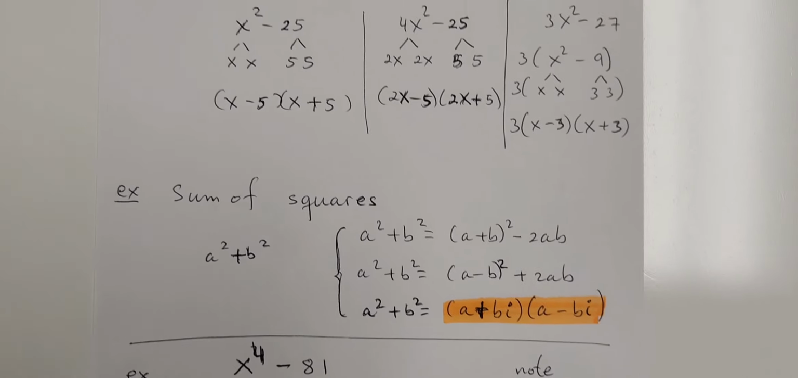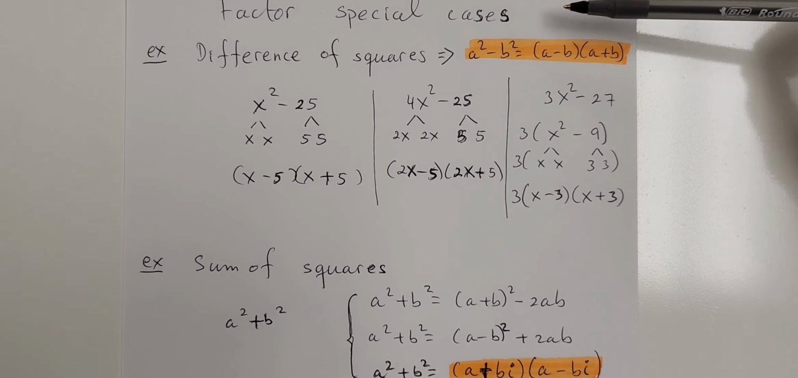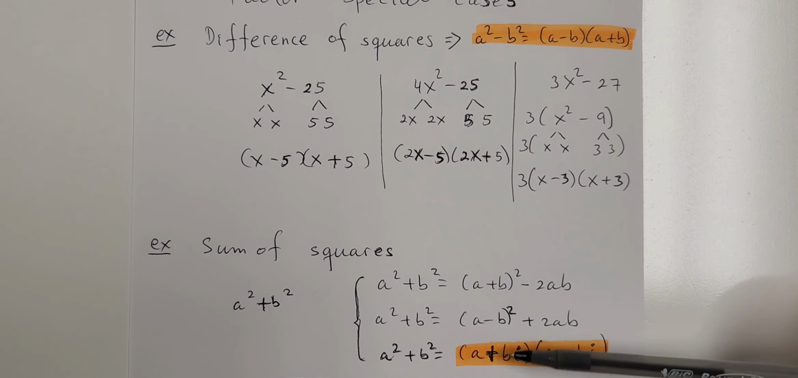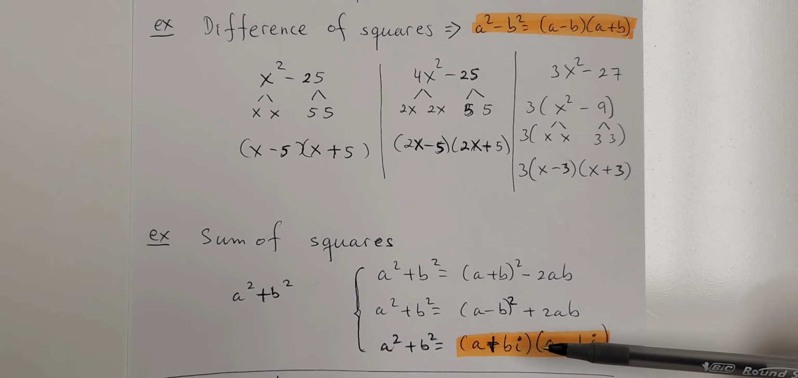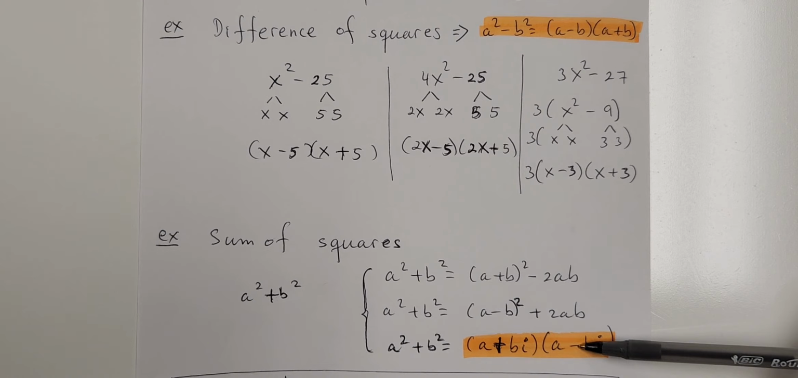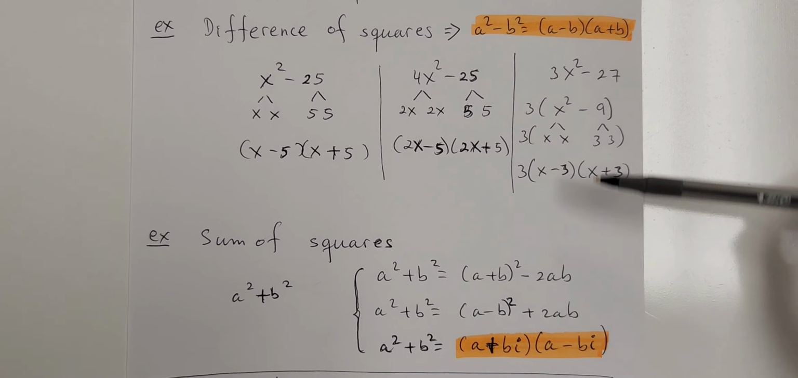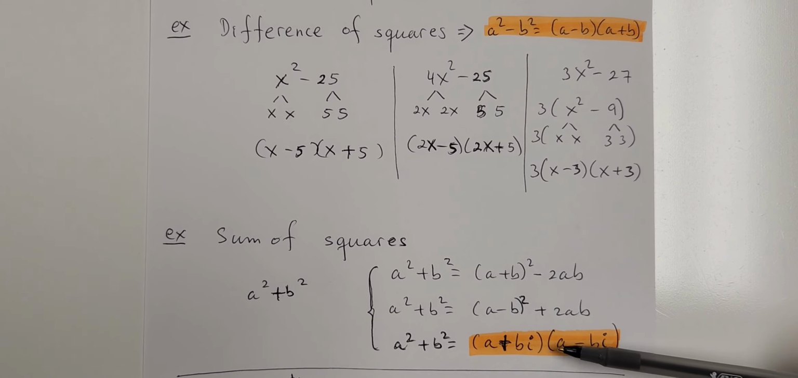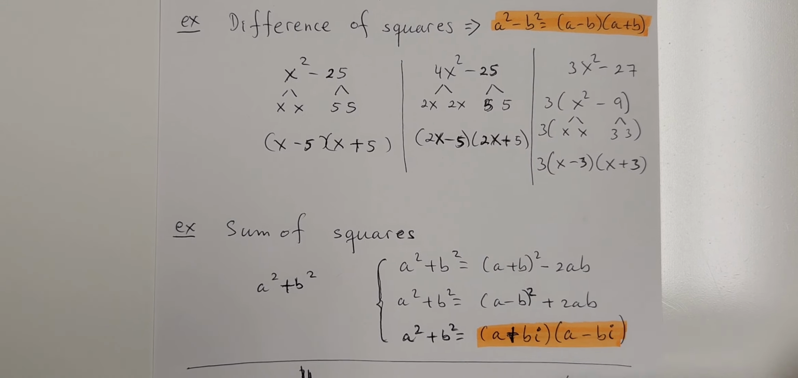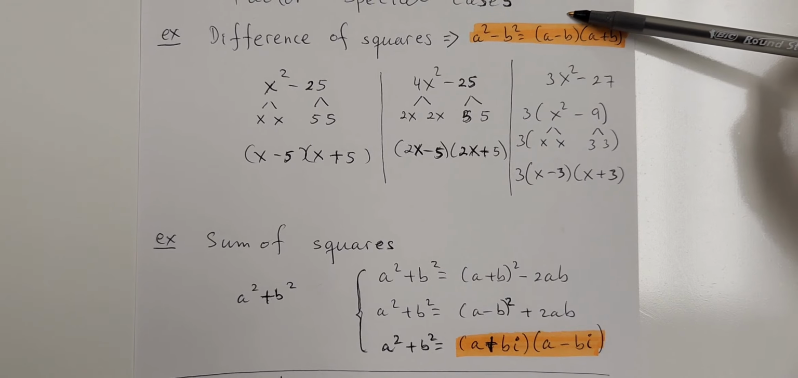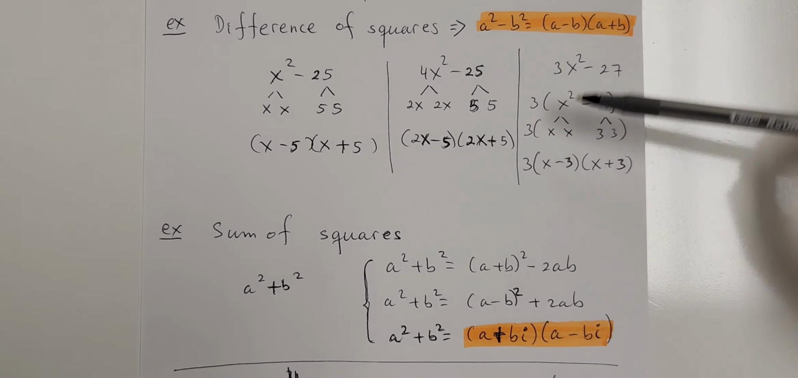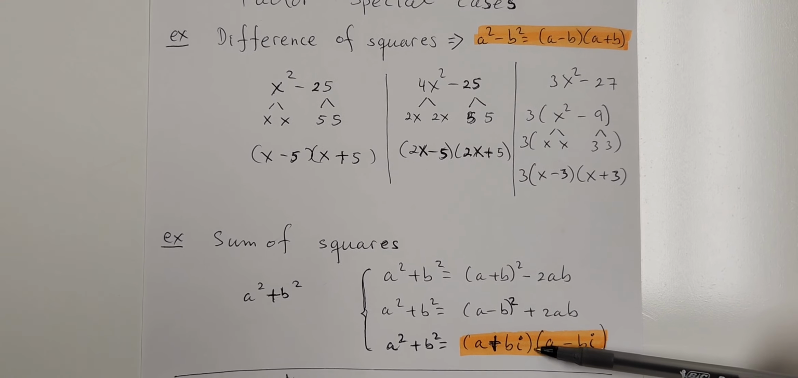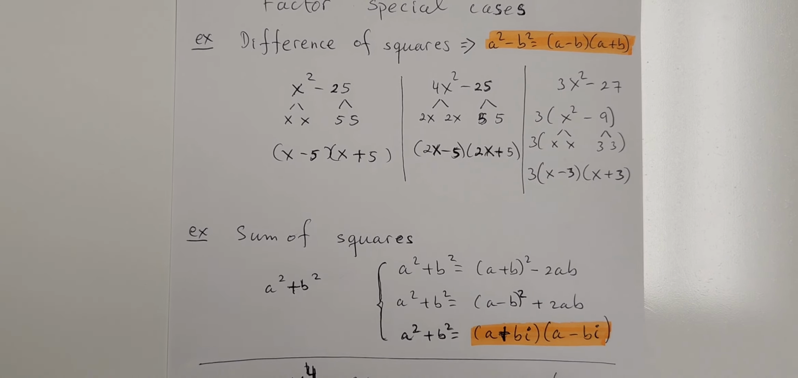Again, for the difference of squares, we use this formula. For the sum of squares, you can use any of these formulas, but we will use the last one because it is very similar to the difference of squares. The only difference is that you must put the i in. As you can see, for the difference of squares, there is no i. For the sum of squares, there is an i. So make sure you put the i in. Be very careful.